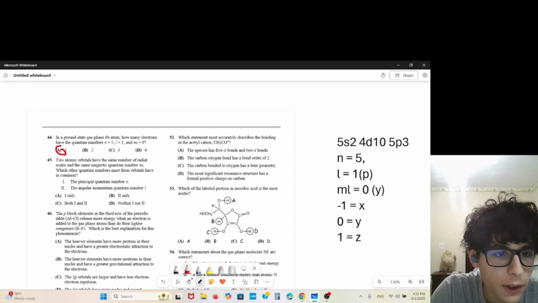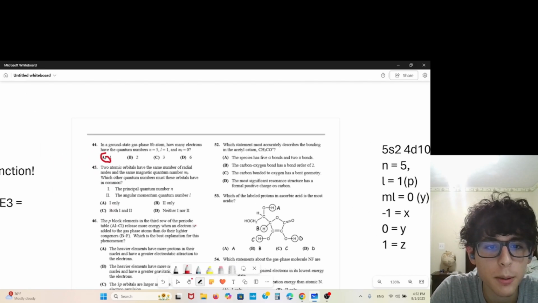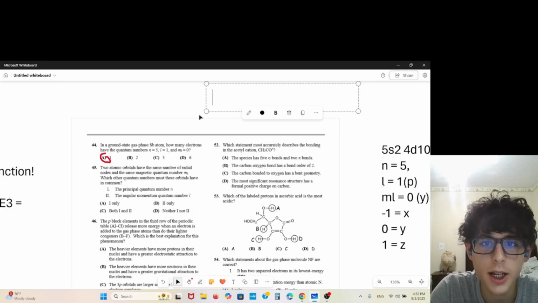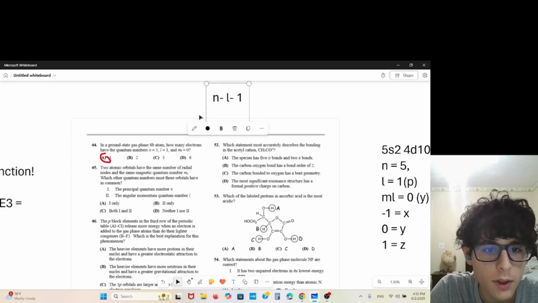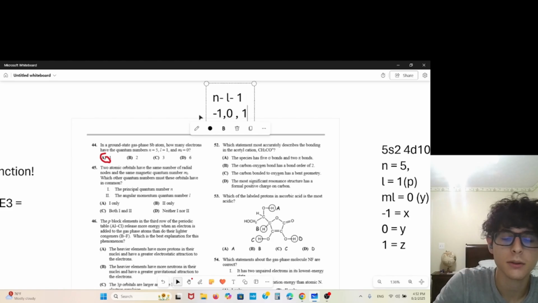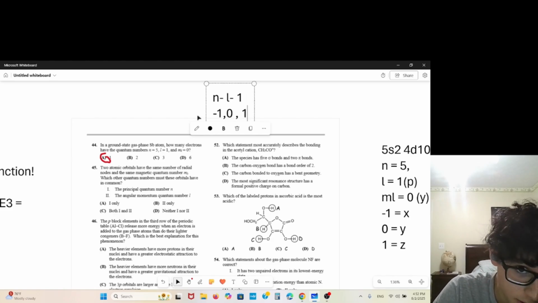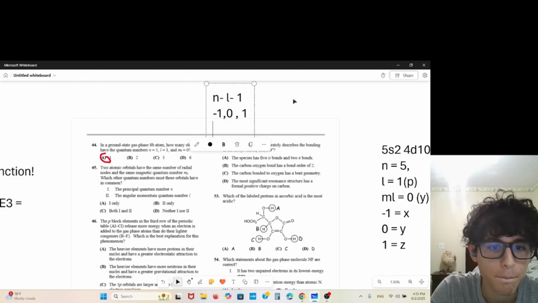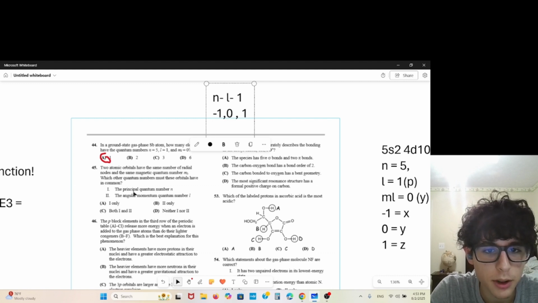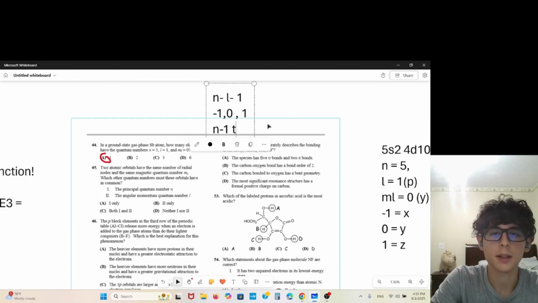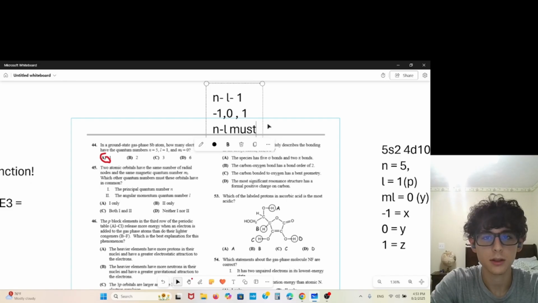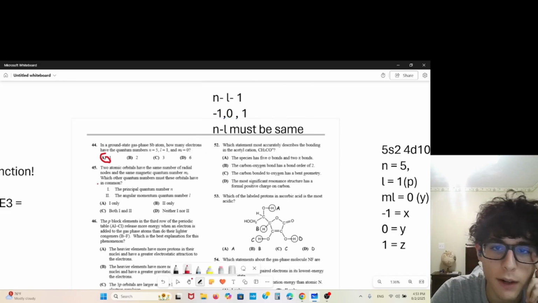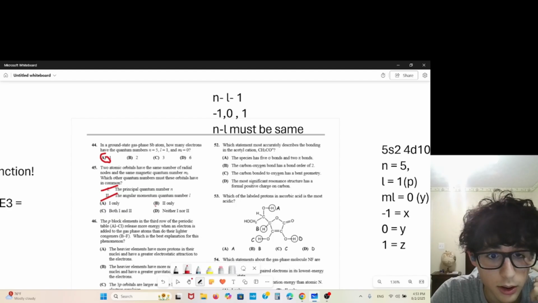Okay, 45. Two atomic orbitals have the same number of radial nodes. Alright, formula for that as well, n minus l minus 1. Same magnetic quantum number. Okay, so this is the -1, 0, 1 I was talking about for p orbitals. For s it's 0, for d it's -2, -1, 0, 1, 2, and all that, right? Okay, principal quantum number n. It's not the numbers that matter, it's the difference that matters. So, yeah. You can have 5 and 3, you can have 4 and 2, so this is neither.